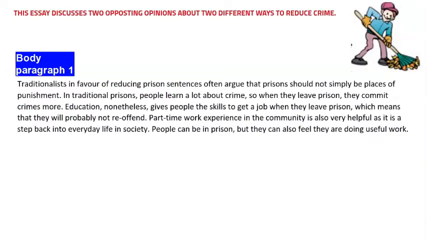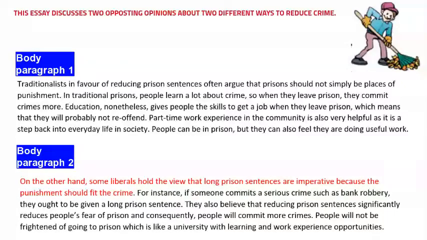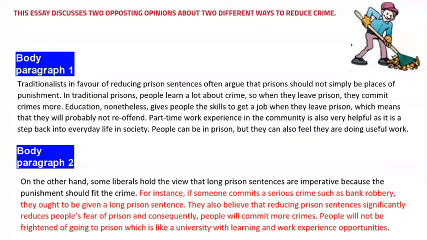The main body of a thesis-led essay also contains body paragraph 2, which focuses here on the argument against reducing prison sentences. It starts with a topic sentence, followed by supporting sentences supporting the topic sentence. Again, the paragraph might end with a concluding sentence.